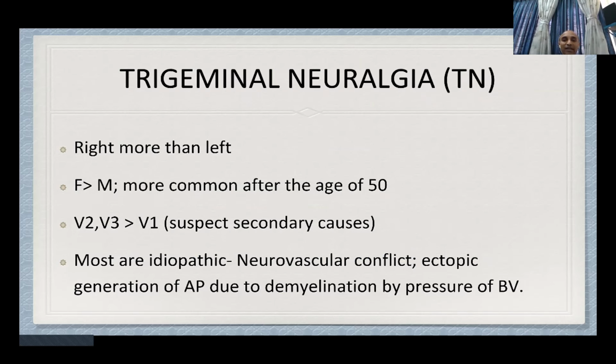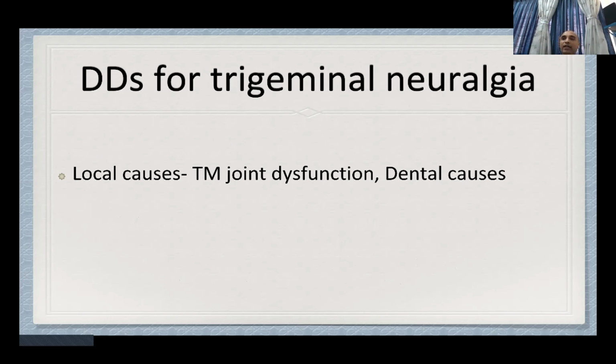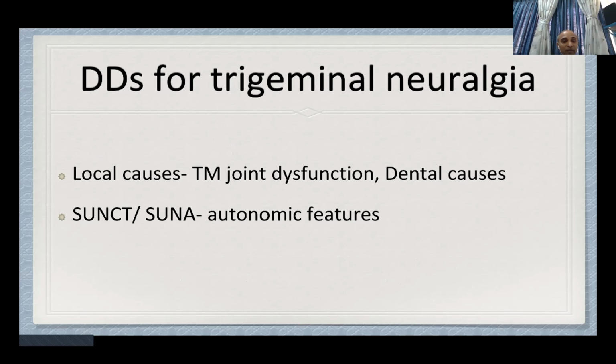And what happens is this pressure of the blood vessel causes a partial demyelination of the fifth nerve, and there is ectopic generation of action potentials. So whenever you see anyone with a sharp shooting lancinating pain around the face, you will start thinking first of local causes, dental, TM joint dysfunction. And obviously if there are associated autonomic features, you look at SUNCT or SUNA. We'll see that in some detail.